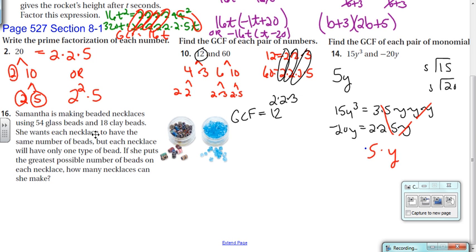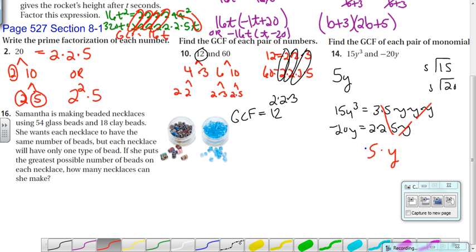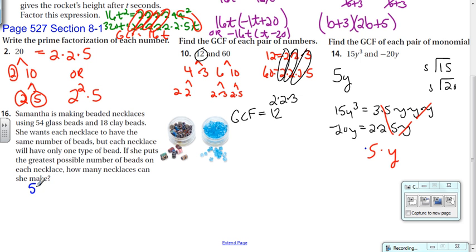Number 16, Samantha is making beaded necklaces using 54 glass beads and 18 clay beads. She wants each necklace to have the same number of beads, but each necklace will have only one type of bead. If she puts the greatest possible number of beads on each necklace, how many necklaces can she make? So every necklace is going to have the same number of beads, but each necklace will only have one type of bead. So I need to find the greatest common factor between 54 and 18.